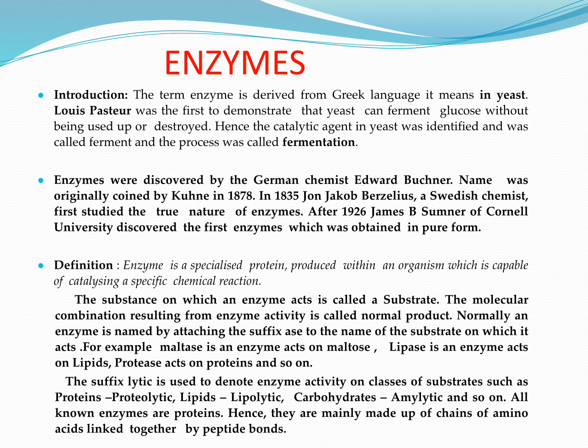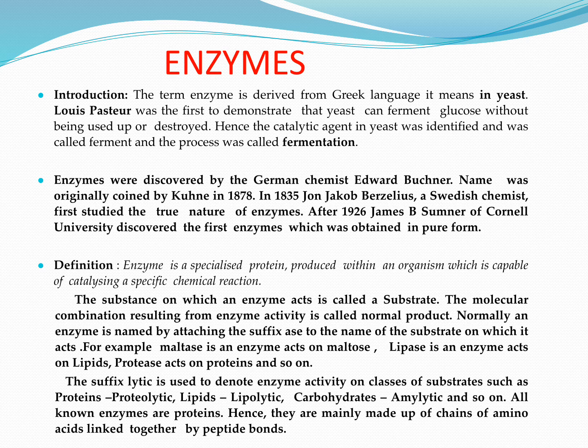Enzymes were discovered by the German chemist Edward Buchner. The name was originally coined by Kuhne in the year 1878. In the year 1835, John Jacob Berzelius, a Swedish chemist, first studied the true nature of enzymes. After 1926, James V. Sumner of Cornell University discovered the first enzyme which was obtained in pure form.